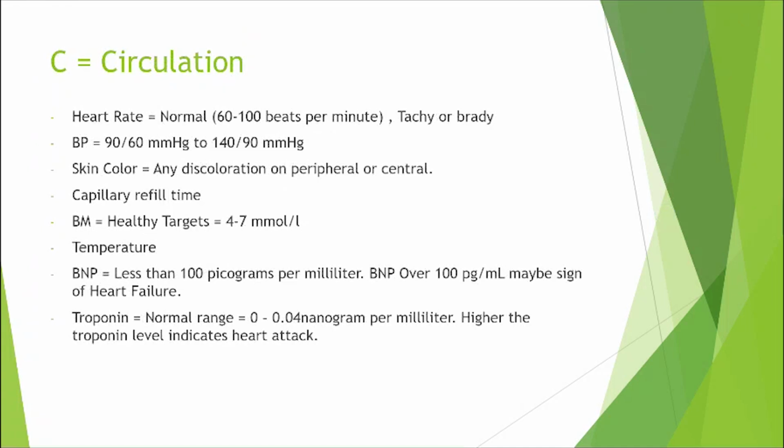Troponin level normal range is 0 to 0.04 nanogram per liter, but higher than that might indicate a heart attack. So usually for those who come with a heart attack or heart-related conditions, check the troponin and BNP as well. So in circulation it is important to check the heart rate, blood pressure, skin color, capillary refill time, then before-meal sugar, then temperature, BNP, troponin.